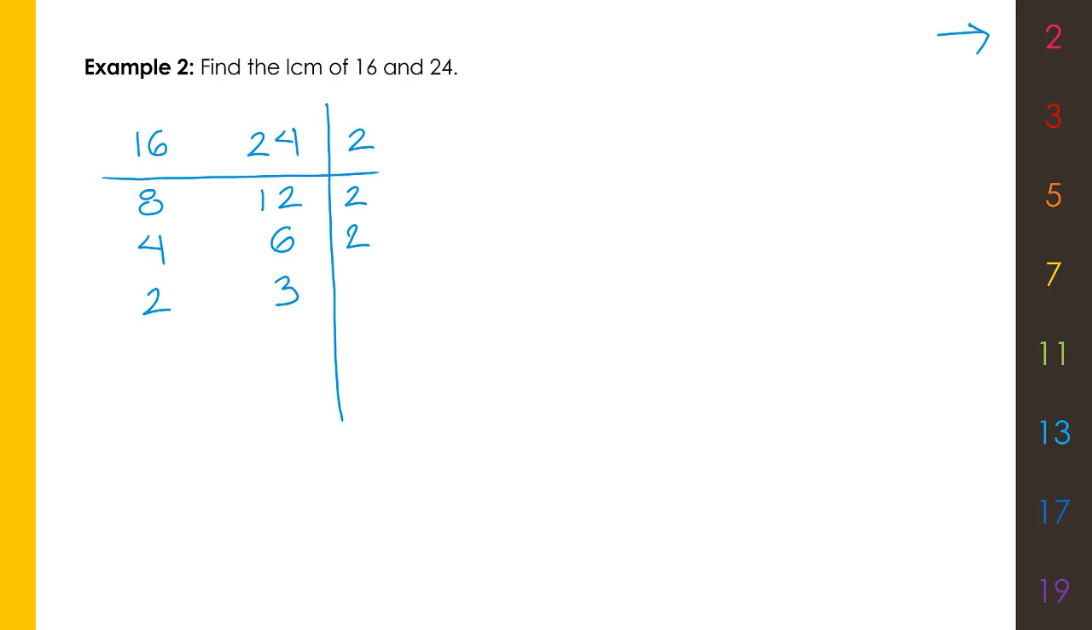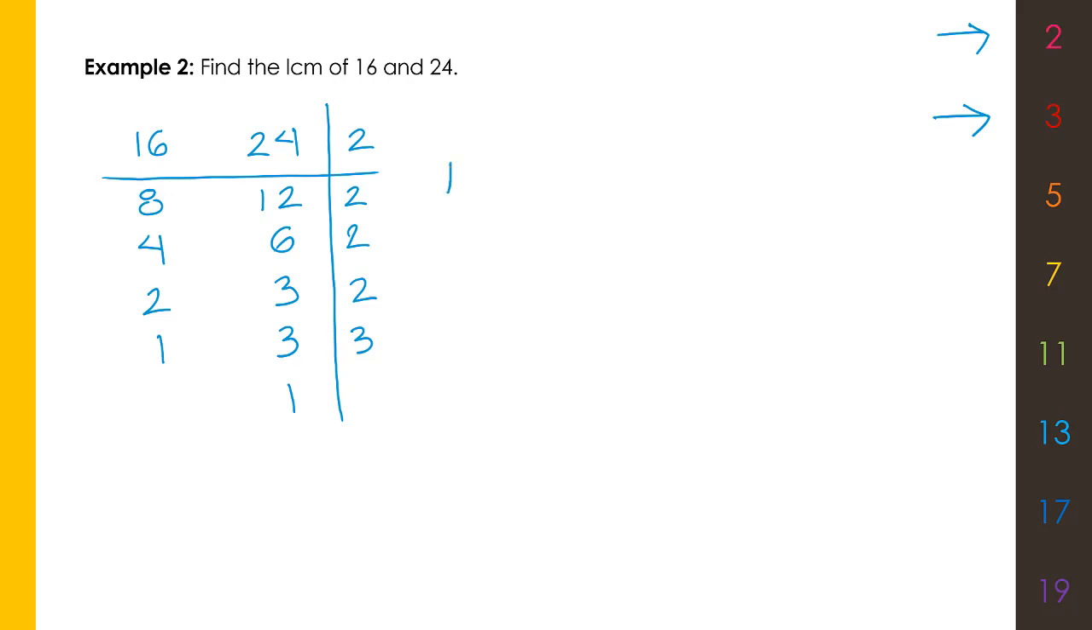We can still continue using number 2. 2 over 2 is 1. So we are done with the list beneath 16, but 3 can't be divided over 2. That means that we are going to keep number 3. And now, since 3 is not divisible over 2, I continue with the next prime number, which is 3. And 3 over 3 is 1. Okay, so we are done factoring.